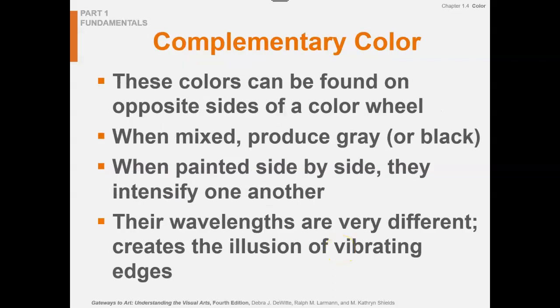When we think about complementary colors, these are colors that are opposite of each other on the color wheel. When they're mixed together, they intensify. So if you have a green and a red side by side, they're going to intensify each other. And the different wavelengths also create this illusion of vibrations on the edges, because they're so different and sit on opposite sides of the color wheel.